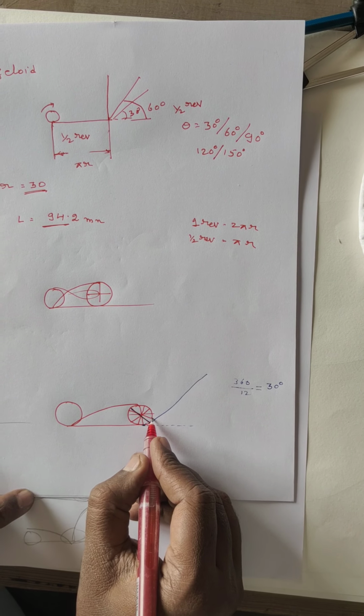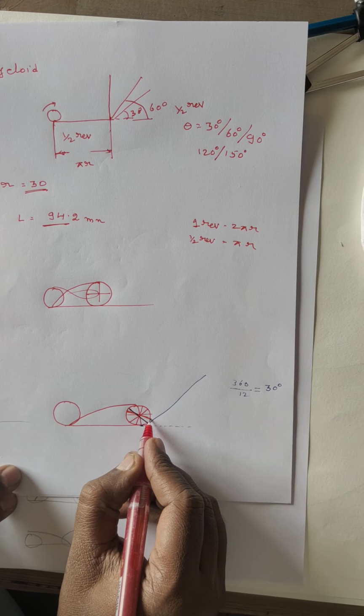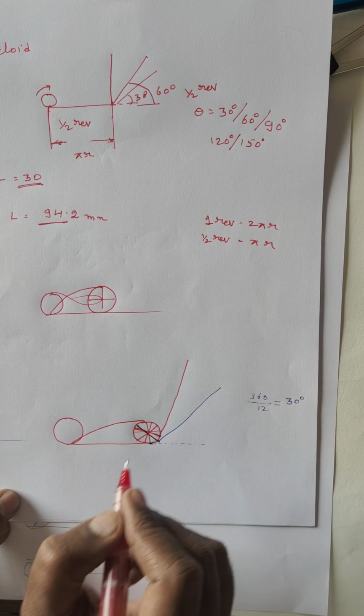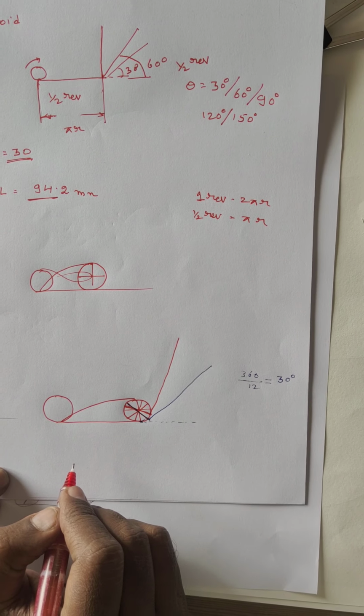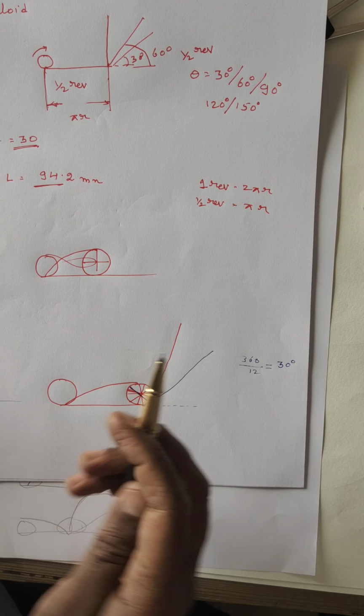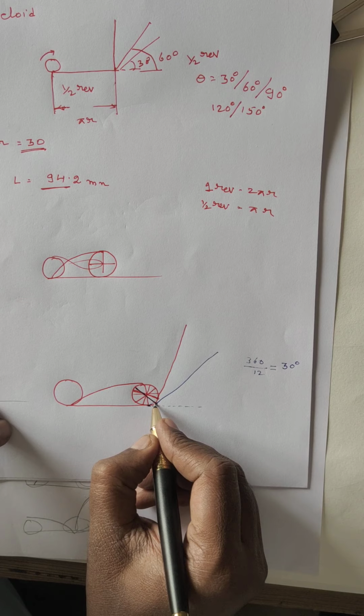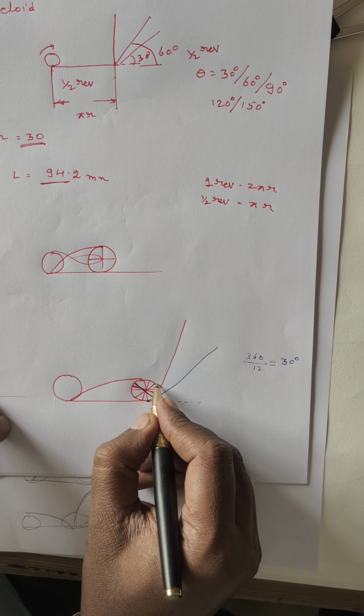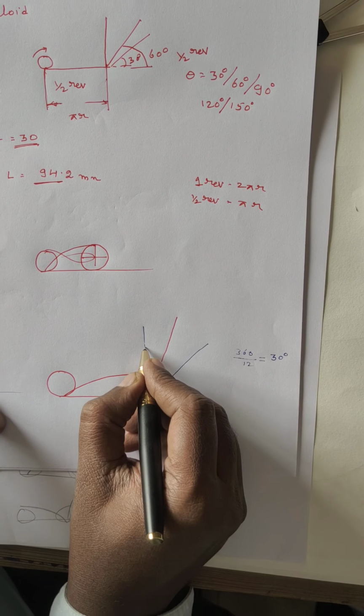Sir, 30 plus 30, 60. This is your reference line. With reference to this, you have to draw the directing line. Understood? Now once if it is 90 degrees, sir, from here 30, 60, 90, this is the point. With reference to this, you have to draw the directing line.